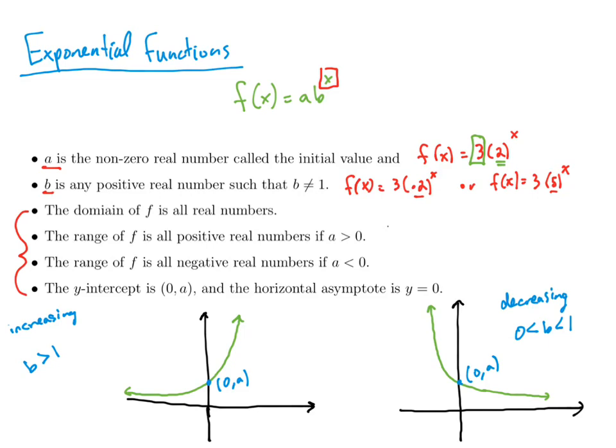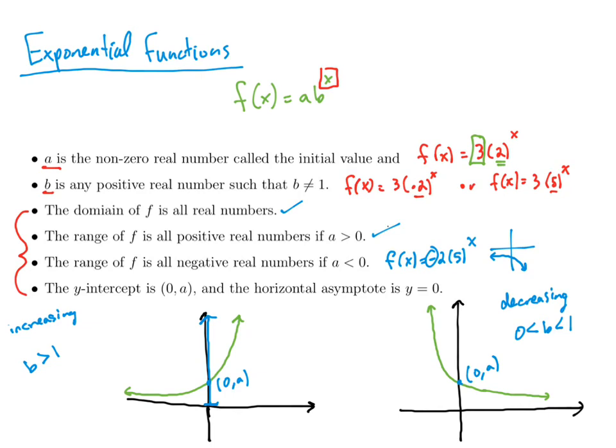Looking at both of these graphs, we can see that the domain is all real numbers. It passes through all the possible x values. The range, when a is positive, is from 0 and upward. And both of these graphs would fall into that situation. However, if a is negative, let's suppose I had this function, negative 2 times 5 to the x, that negative is going to be a vertical reflection. So the graph would then be doing something like that. In that case, the range would be from negative infinity to 0.